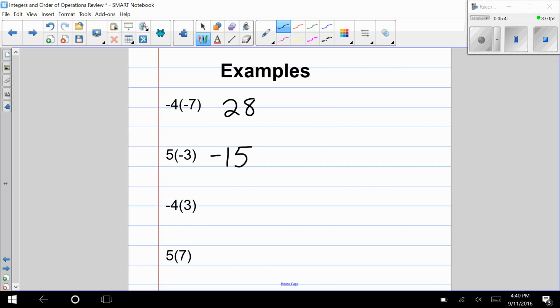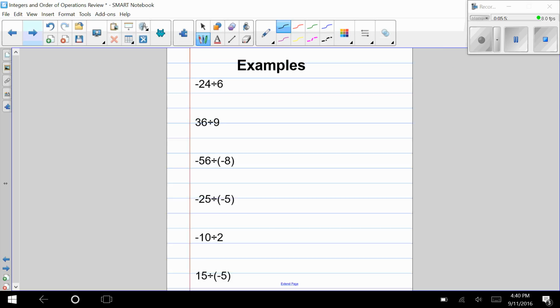Negative 4 times 3. They have different signs, my answer is negative, and 4 times 3 is 12. 5 times 7, both positives. My answer is just straightforward, 35. For dividing, negative 24 divided by 6. I have one negative, one positive, so my answer is negative. 24 divided by 6 is 4, so my answer is negative 4.